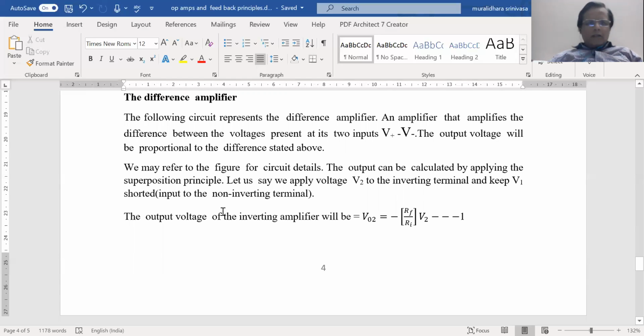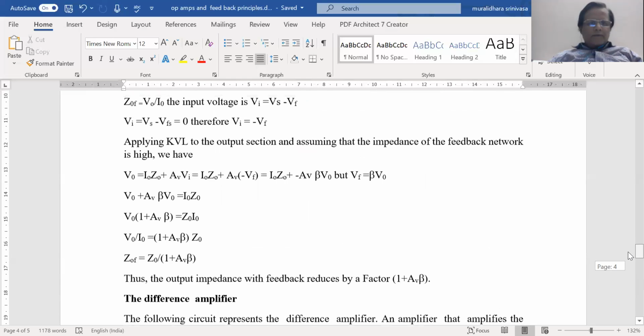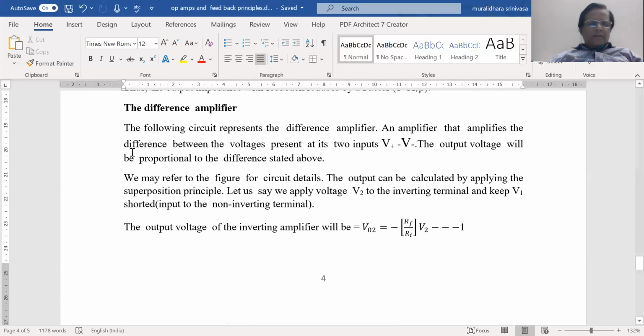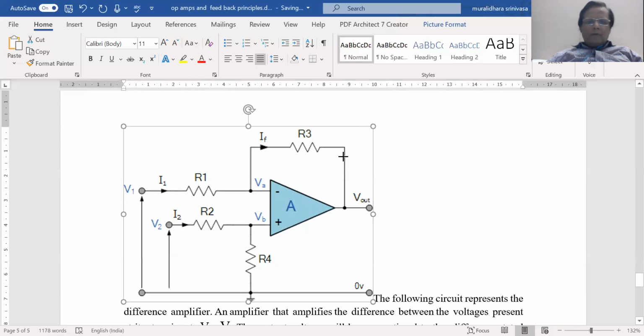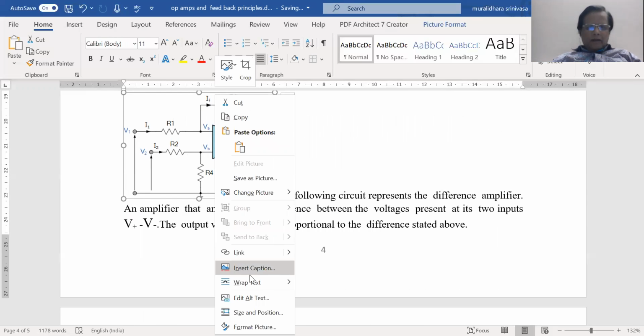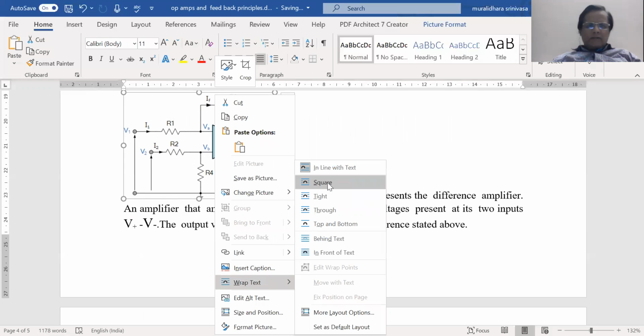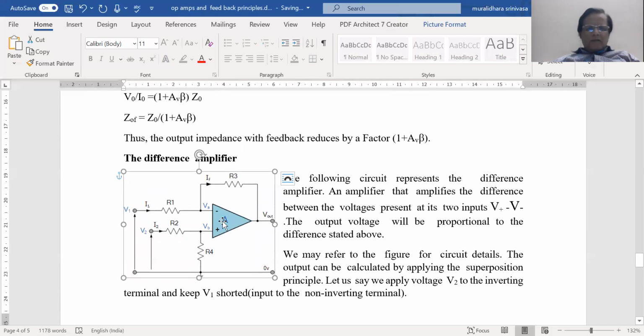Look, even after taking so much care, sometimes it gets missed. So where shall we put this? It's a difference amplifier, so we'll put it here. We now reduce it maybe, and then we wrap text square. Yeah. So this is our difference amplifier.